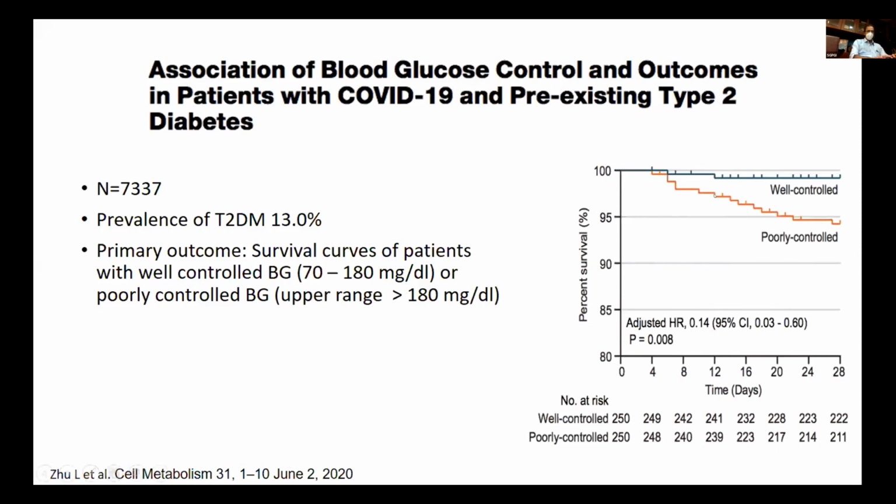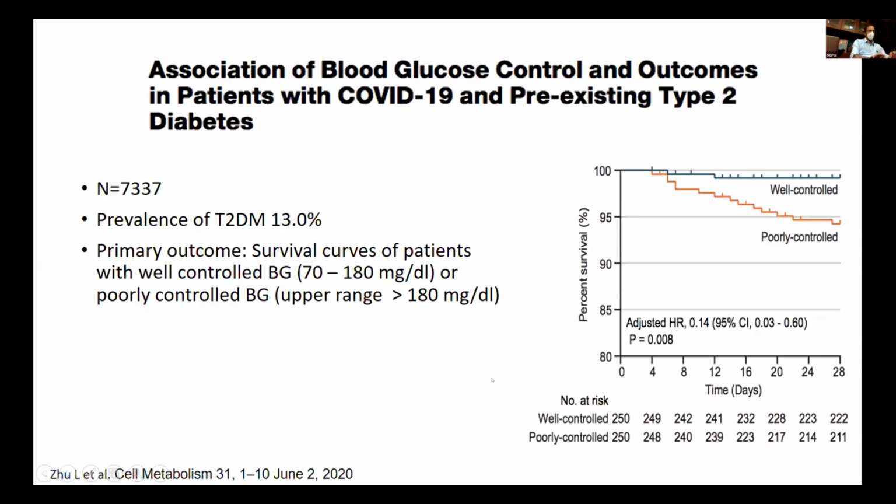So this orange color graph is the poorly controlled blood sugar anytime during the hospital stay, and this blue color is the well controlled, and this y-axis is the survival chance. So we can see that those who had poorly controlled blood sugar had lower chance of survival, and it is statistically really significant. The p-value is 0.008.